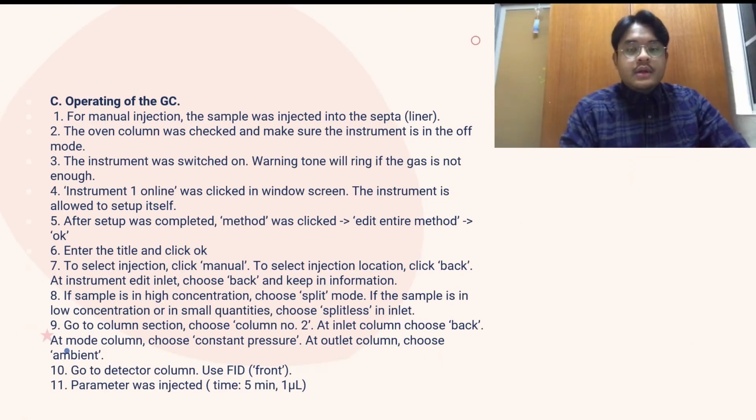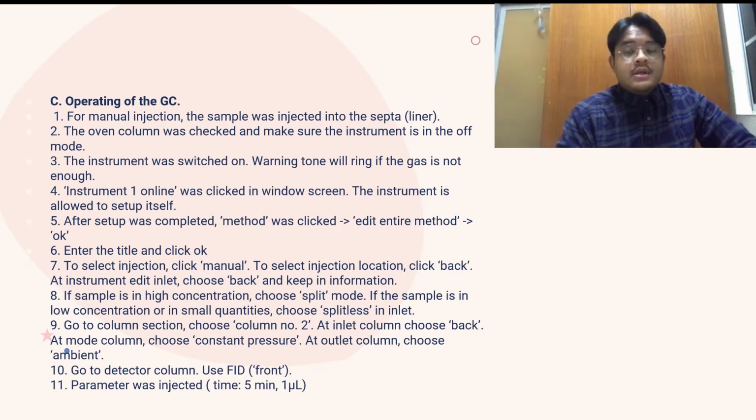And the last one is operating the GC. Number 1. For manual injection, the sample was injected into the septa, which is the liner. Number 2. The oven column was checked and make sure the instrument is in the off mode. Number 3. The instrument was switched on. A warning tone will ring if the gas is not enough. Number 4. Instrument 1 online was clicked in the window screen and the instrument is allowed to set up itself.